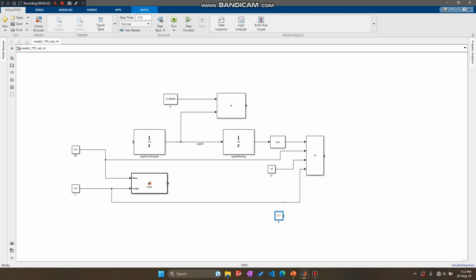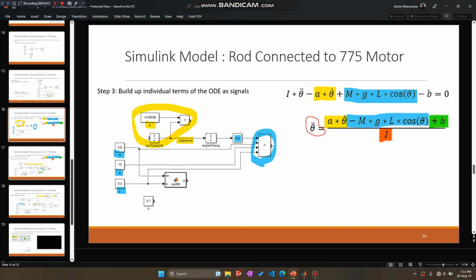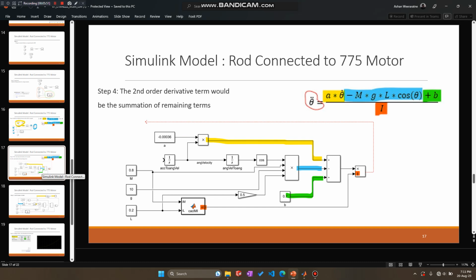So now we have signals for the three terms. So step 3 is done. We have built up all these terms as signals. Let's move on to step 4. So step 4 would mean we'll finally obtain a signal for theta dot dot, and we'll do that by summing these three signals on the numerator and dividing it by the I signal which is on the denominator.